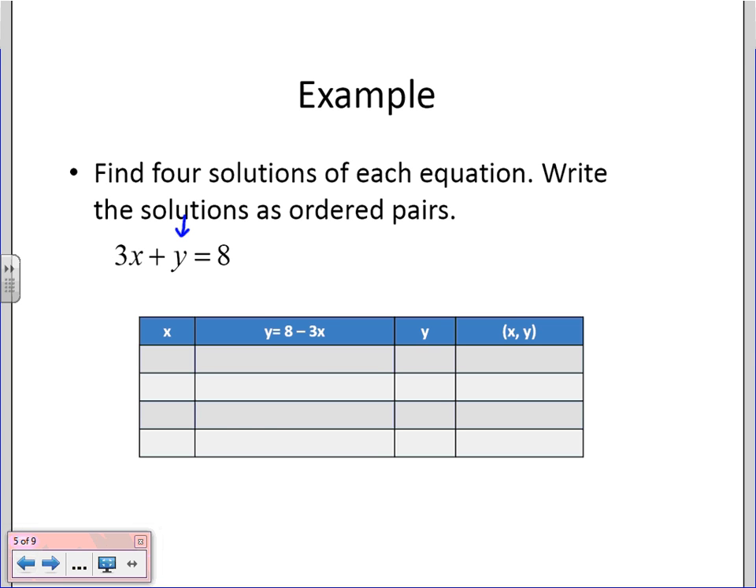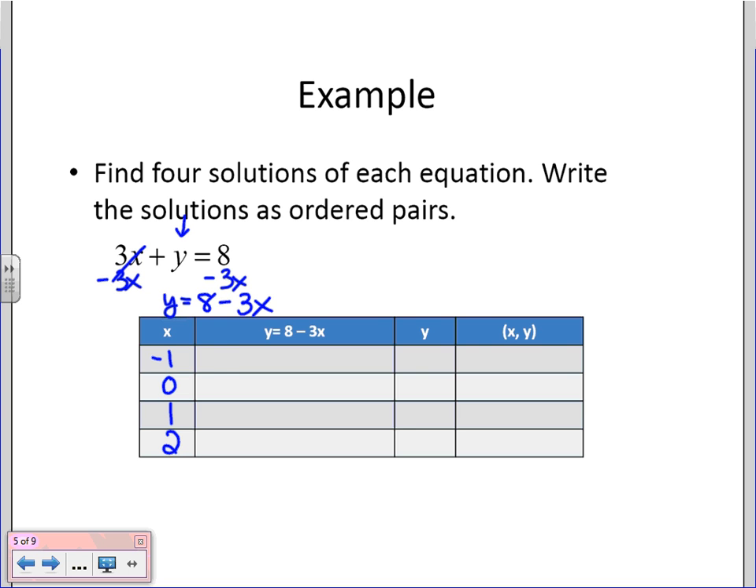It's 3x plus y equals 8. So I have to make this equal y. So I'm going to subtract 3x from this side, subtract 3x from that side, and we have y equals 8 minus 3x. Okay, so you want to get that done first. And then again, we're going to choose our consistent values, negative 1, 0, 1, 2.